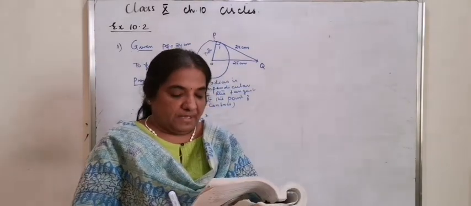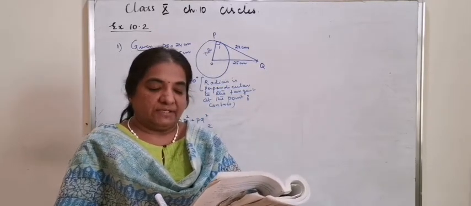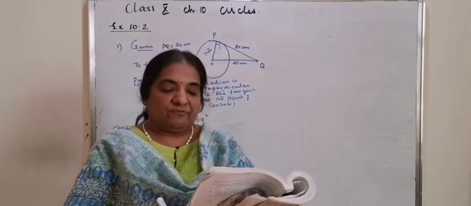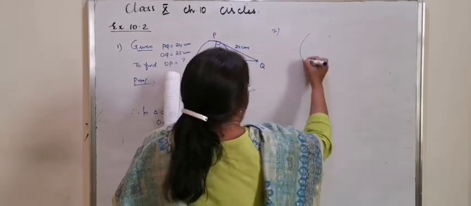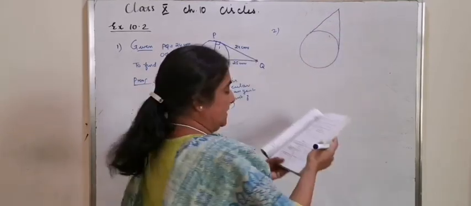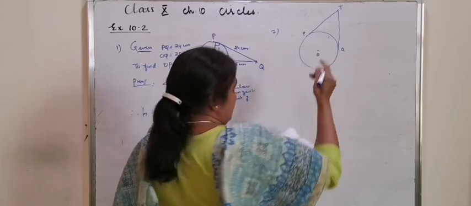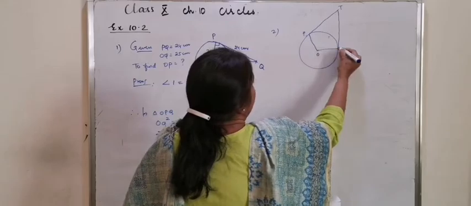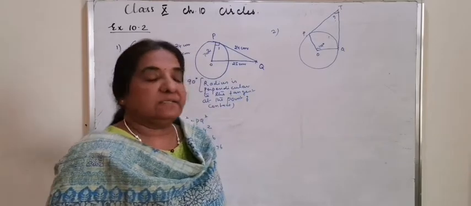Question number 2. In the figure, TP and TQ are two tangents to a circle with center O such that angle POQ is equal to 110 degrees. Find the value of angle PTQ. It is given that TP and TQ are tangents to the circle with center O. Angle POQ is equal to 110 degrees. You have to find the value of angle PTQ.